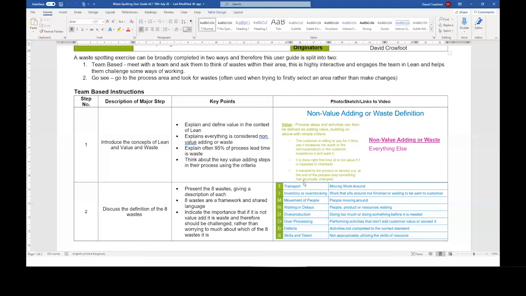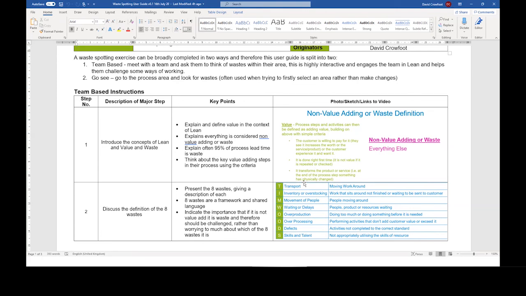A good way of doing it actually is trying to take a snapshot of an area. So you might want to just take some pictures, take a short video, and look at the product, look at the people, look at the machines, and see if they are fitting into any of these categories in terms of the wastes, to see how prevalent it is.